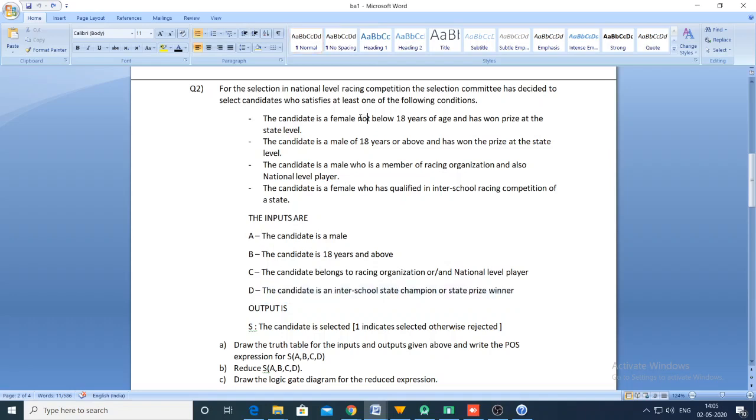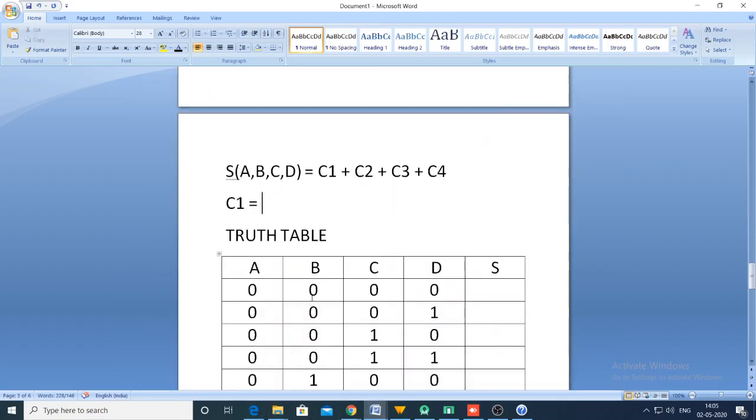So don't take B bar. The candidate is a female, but here it is given not below 18 years, which means she is 18 years or above, isn't it? So B should be taken as B, not B bar. So A bar dot B dot D. D should also be taken straight. So the first condition is A bar dot B dot D.